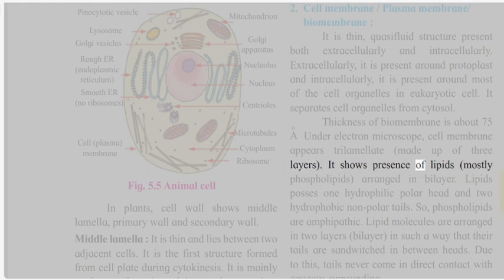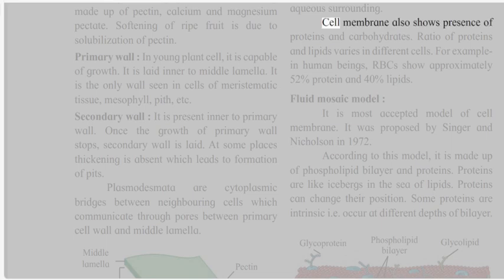It shows the presence of lipids, mostly phospholipids, arranged in a bilayer. Lipids possess 1 hydrophilic polar head and 2 hydrophobic nonpolar tails. So, phospholipids are amphipathic. Lipid molecules are arranged in 2 layers, a bilayer, in such a way that their tails are sandwiched in between heads. Due to this, tails never come in direct contact with the aqueous surrounding. The cell membrane also shows the presence of proteins and carbohydrates. The ratio of proteins and lipids varies in different cells. For example, in human beings, RBCs show approximately 52% protein and 40% lipids. Fluid mosaic model.